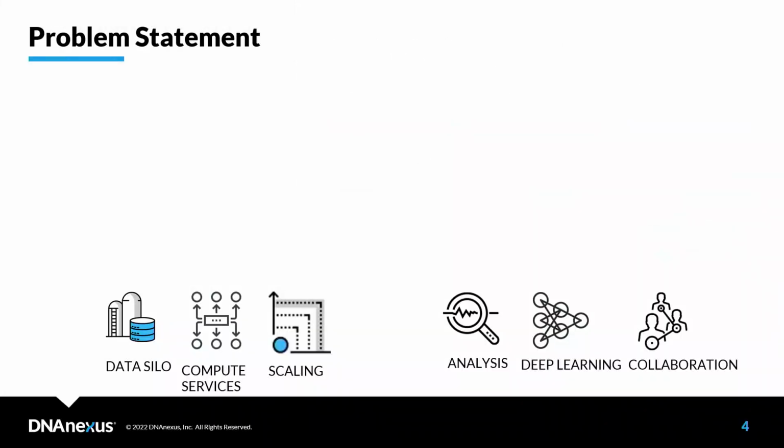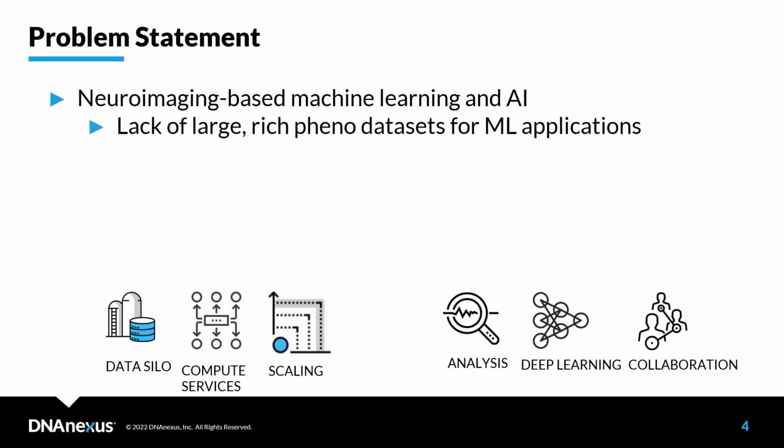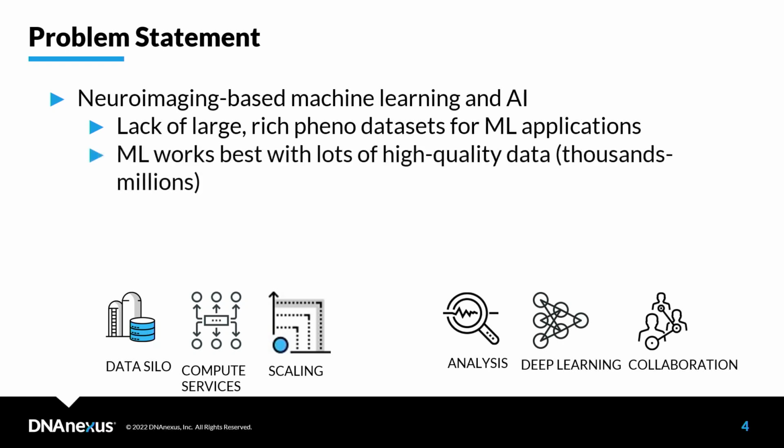What is the problem statement? Actually, the current challenges in the AI/neuroimaging field are the following. Basically, for neuroimaging-based machine learning and AI, a typical problem is lack of large data with rich phenotypic information. Also, it's kind of general knowledge. We all understand that machine learning models work best with lots of data, with massive data sets, and also not only massive data sets, but also high quality data as inputs. So let's say thousands to millions.